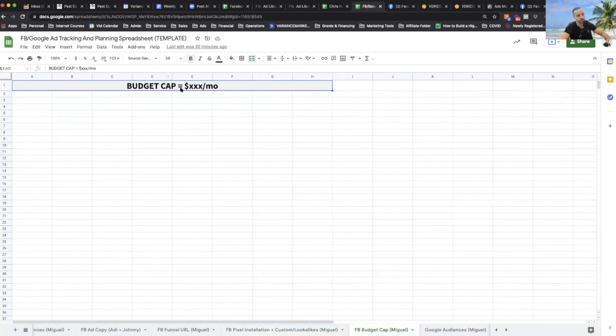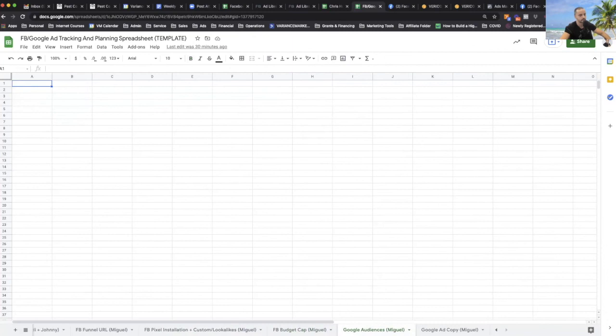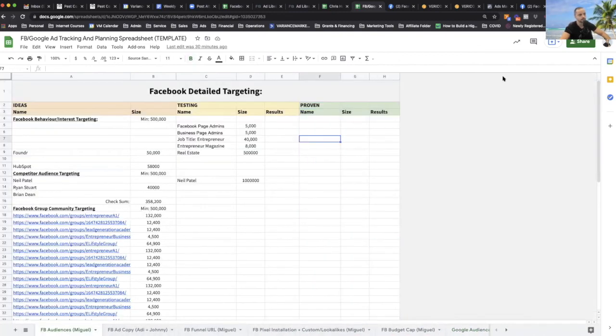Now, this is where we set our budget caps. So we just put it in there just to make sure we confirm that with our clients, obviously, and with any internal campaigns. And then if we were running any Google stuff, we would have the Google stuff in there. But this is more of a Facebook planning sheet. So I can send this off to you guys so you have it, so your ad plans are structured.